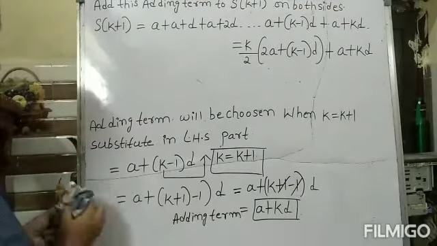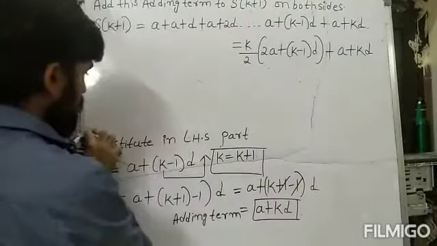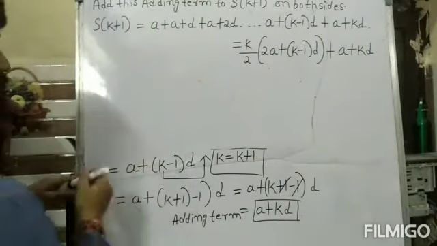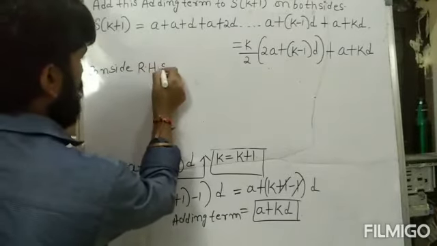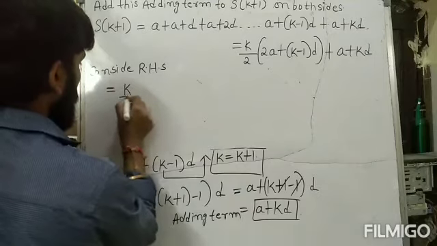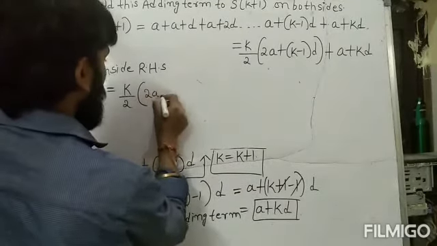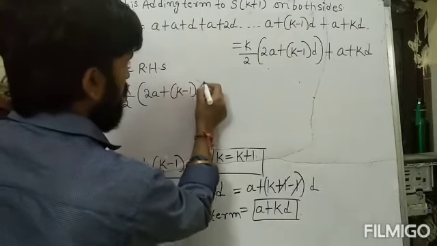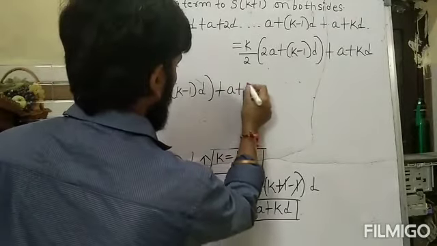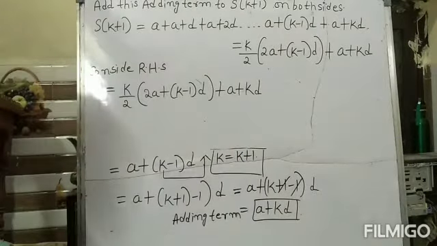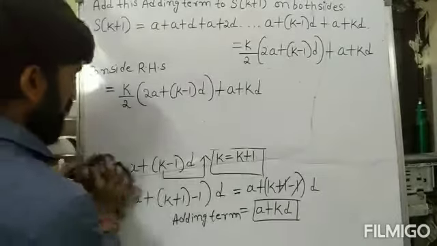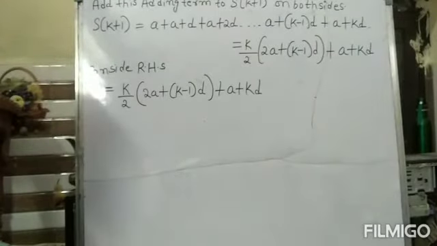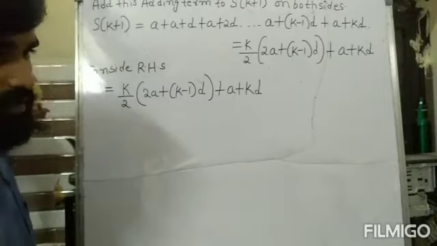We have to consider the RHS part. Consider the RHS part, that is k by 2 into 2a plus k minus 1 into d plus a plus kd. Now we need to consider this.